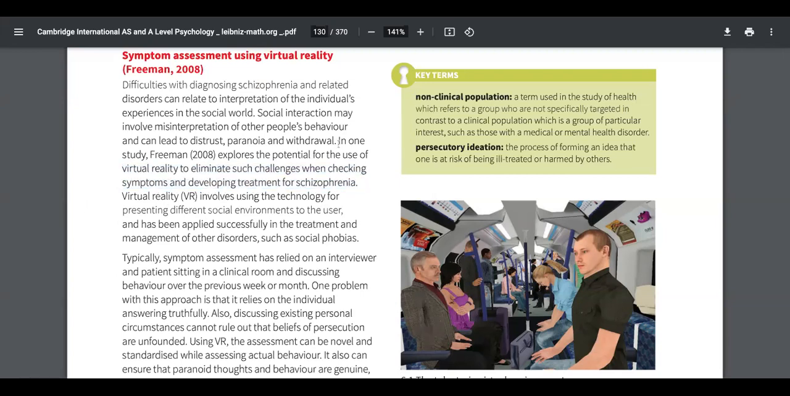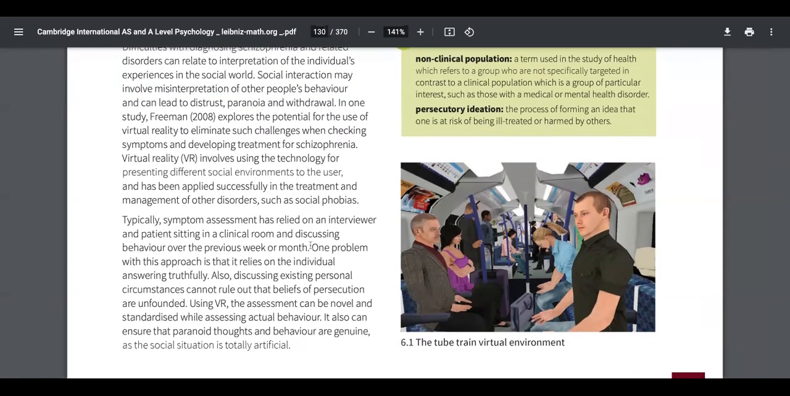Again, they're explaining that yes, it is difficult to check how people may be interpreting certain situations, and that is why this whole procedure is rather important. And that is why they wanted to see the effect of social interaction and how people perceive it. I'm not going to get into it, as I said, I'm going to explain the whole thing first, but this is just short explanations. Virtual reality (VR) involves using technology for presenting different social environments to the user, and has been applied successfully in the treatment and management of other disorders such as social phobias. Typically, symptom assessment has relied on an interviewer and patient sitting in a clinical room and discussing behavior over the previous week or month.